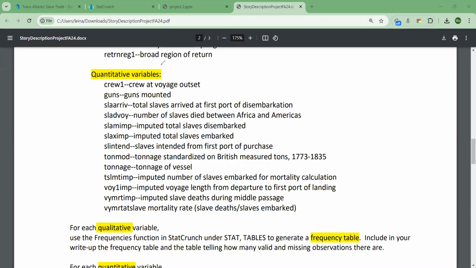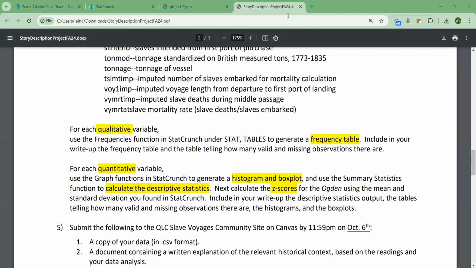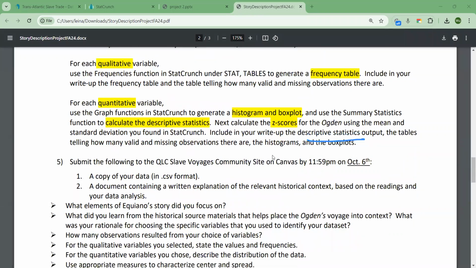Okay. So make sure your output includes a frequency table for qualitative variables. Also try to get some graphs such as a bar chart. For quantitative variables, make sure you are including a histogram and a box plot. It also talks about the z-score. So the z-score is something we're going to quickly go over, which tries to compare the Ogden from the rest of the voyages in your data set.